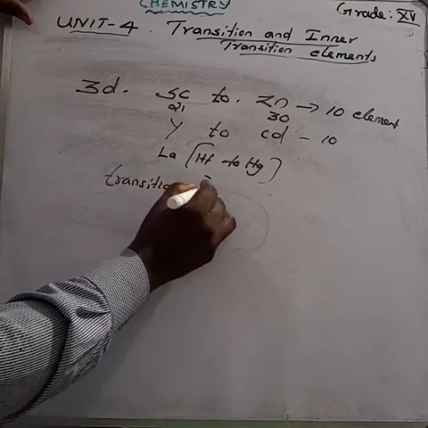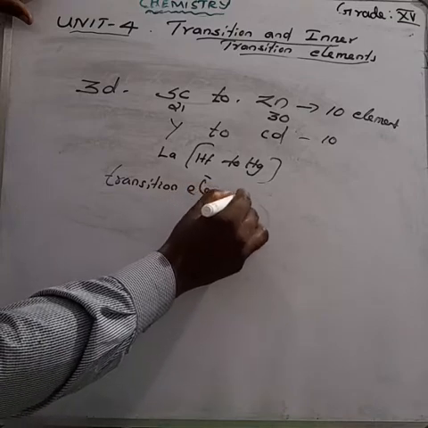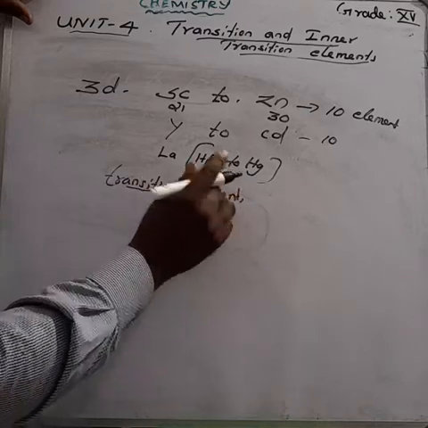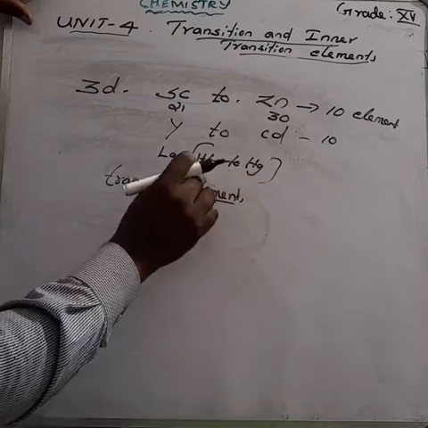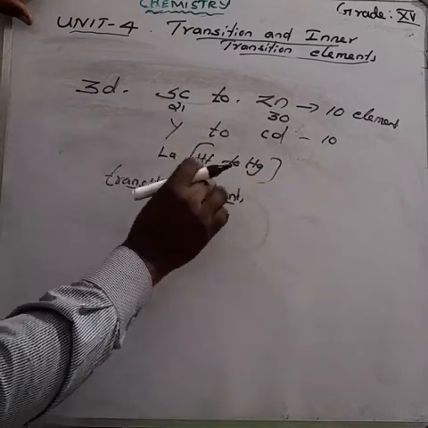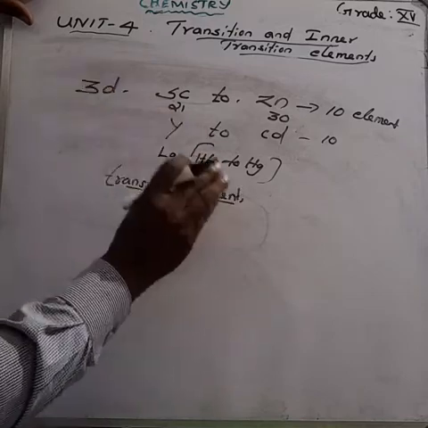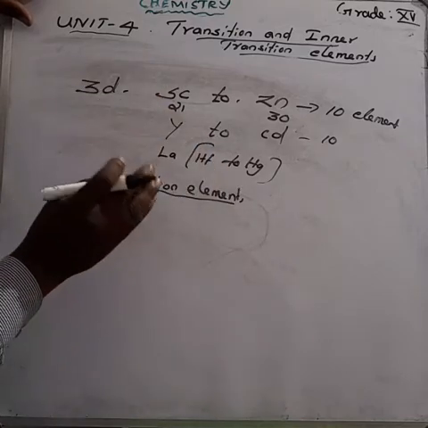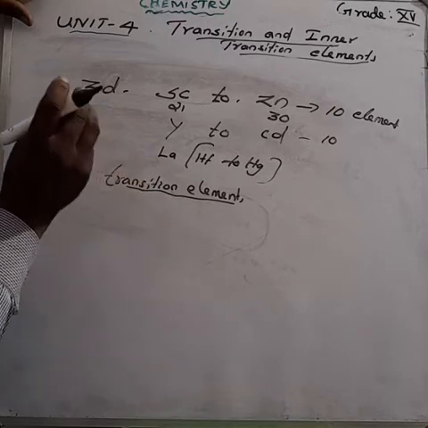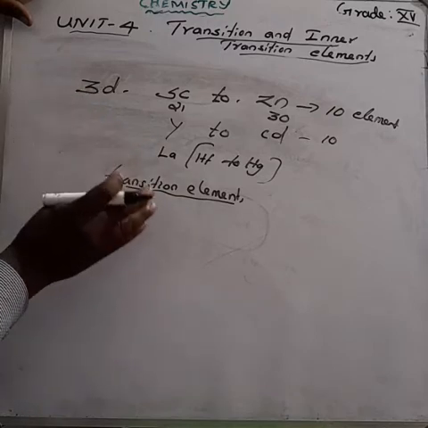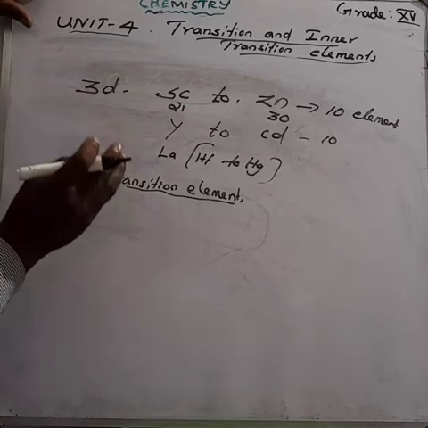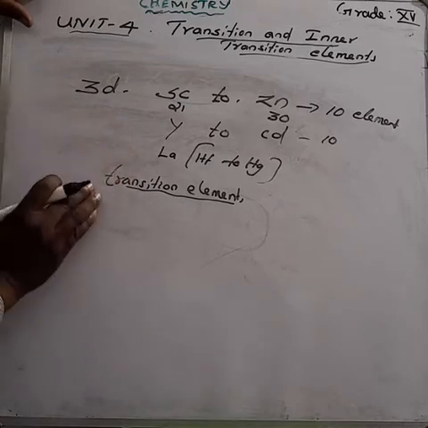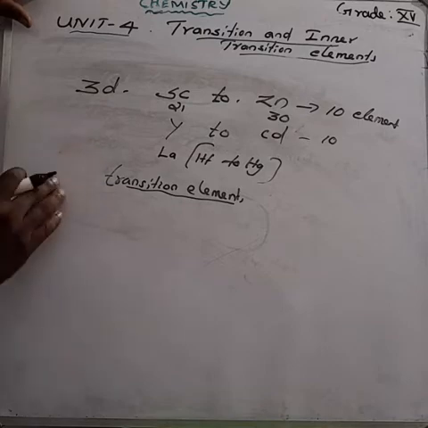What is the meaning here? Why are they treated as transition elements? Because the properties of these elements are an extension of the properties of the respective transition elements.